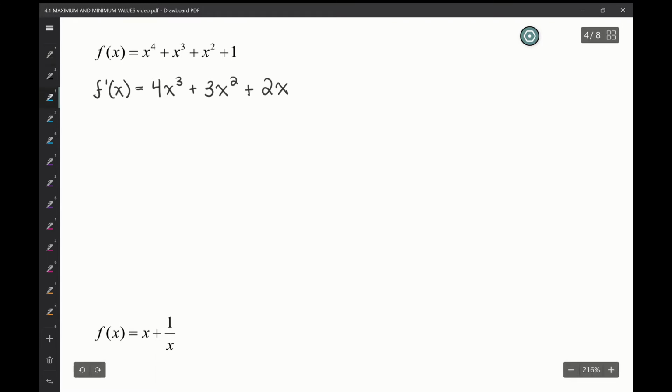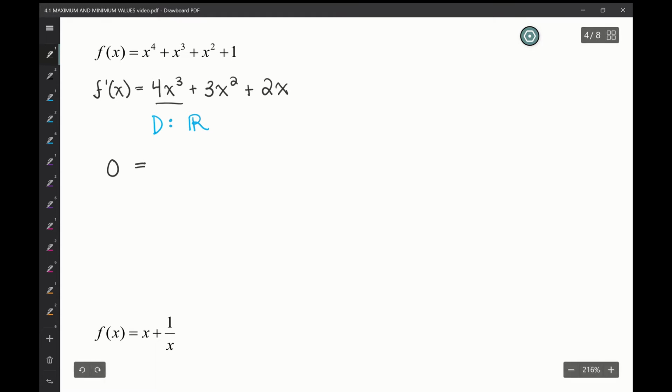Now that we have the derivative, we want to see where this derivative is undefined. Since the domain of this polynomial function is all real numbers, our derivative is not undefined. Next, we want to look for where f prime of x is equal to 0. So we'll set it equal to 0.